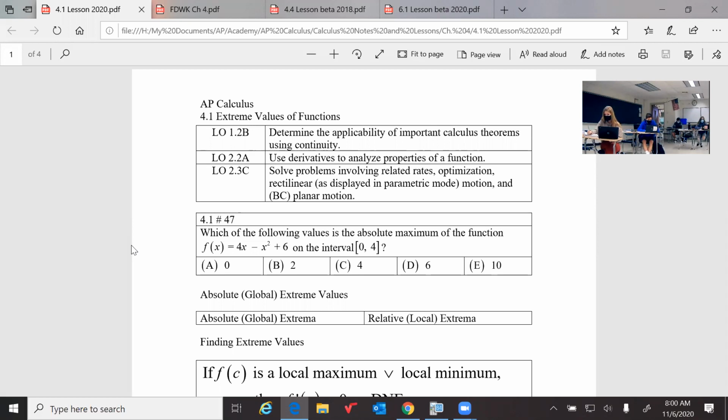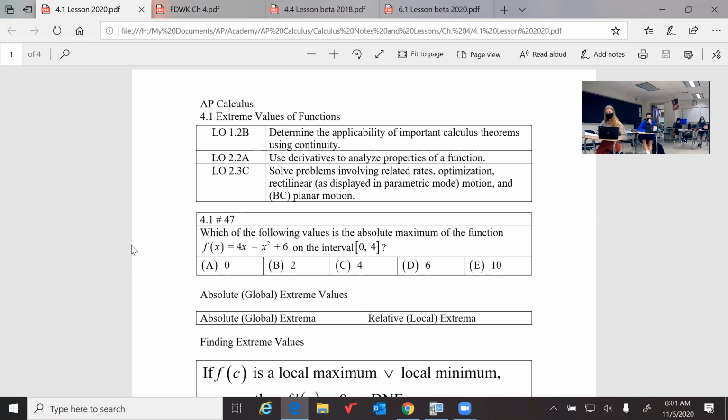This is 47 at the end of the section. Which of the following values is the absolute maximum of the function? Now, what do you know about f of x looking at that? What kind of shape does that curve have, Anna? What about the problem? Very good.